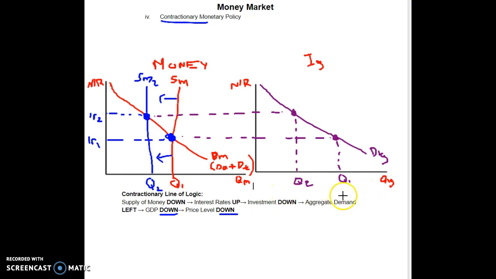So when the demand for investment goes down, investment decreases here. That leads to a decrease in aggregate demand, shifting it left, which leads to GDP falling and pushes our price level down.